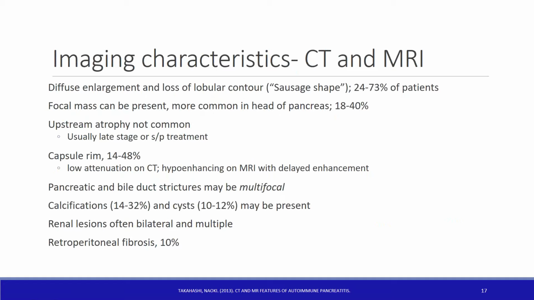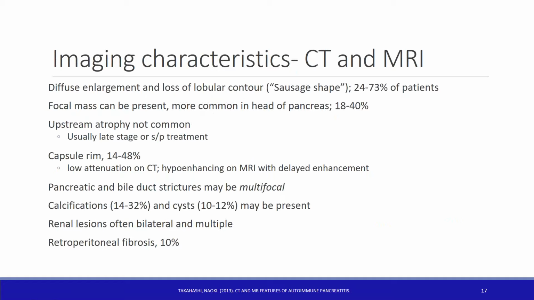So what do the imaging studies look like for these patients? I think we most often hear the sausage-shaped pancreas. This is a diffusely enlarged pancreas where there's loss of the lobular contour. Patients can have a focal mass. If that occurs, it's most commonly in the head. And atrophy is not common. If it does occur, these are typically patients with late-stage disease or that have had prior treatment.